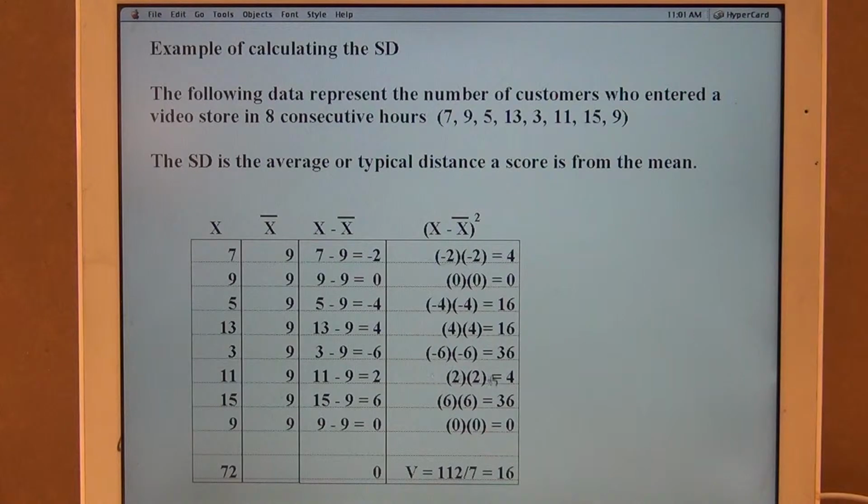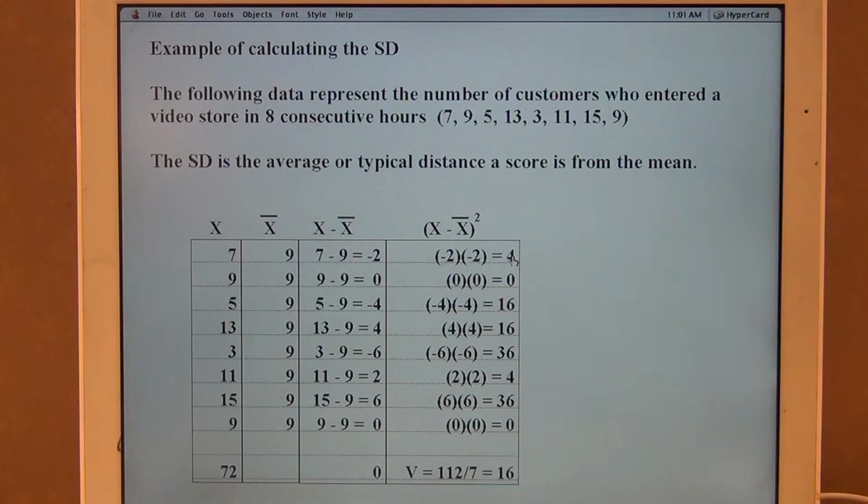2 times 2 gives me 4. 6 times 6 gives me 36, and 0 times 0 gives me 0. So all I did was I took the difference between the score and the mean, and I squared it. So this way I got rid of all of the negative numbers.